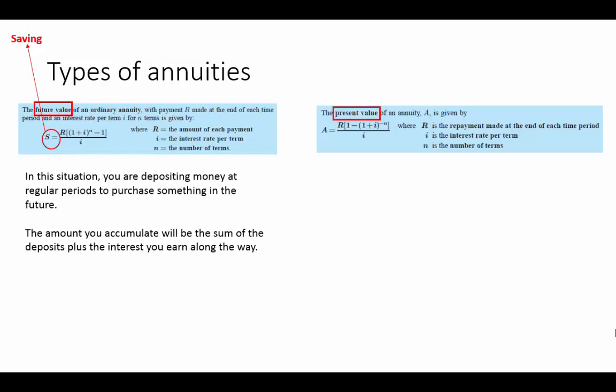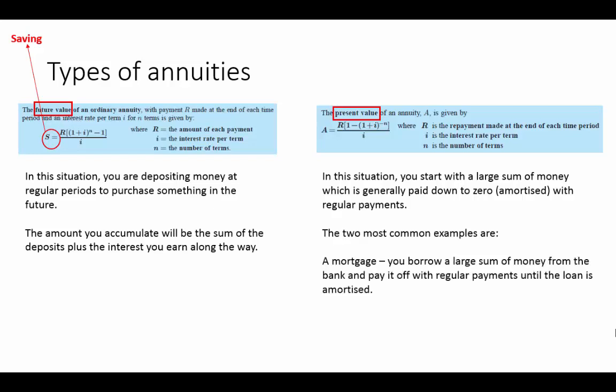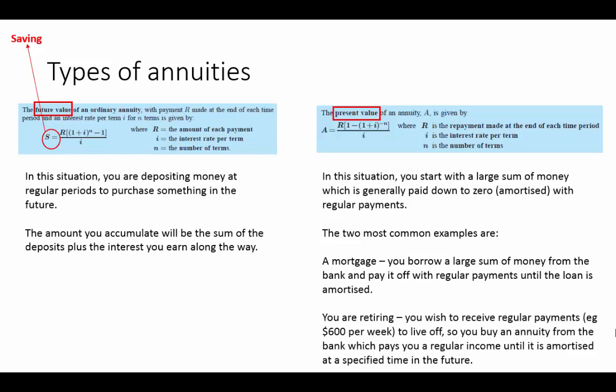The present value of an annuity. In this situation, you'll start with a large sum of money which is generally paid down to zero, or amortized, with regular payments, and there are two common examples. The first one being a mortgage, where you start with a large sum of money that you borrow from the bank and you pay it off with regular payments. And the second type, where you buy an annuity from the bank in order to live off a set amount of money per week or per month. So often when people are retiring, they may buy an annuity to give them a regular income.